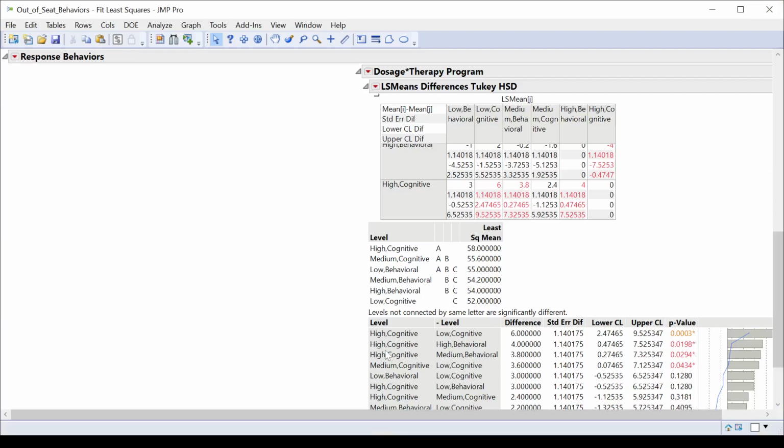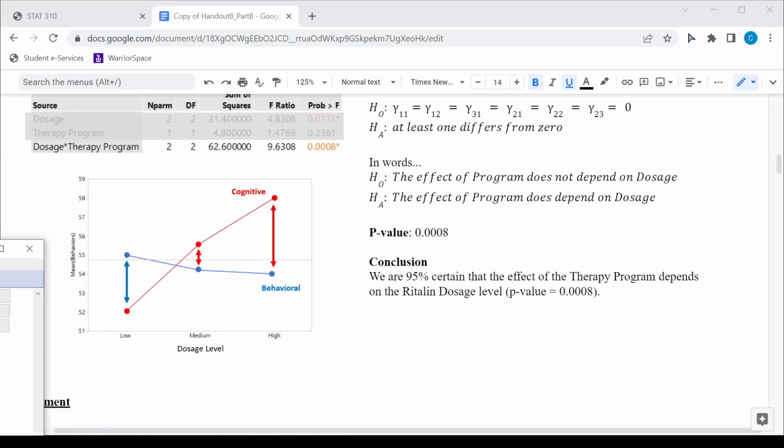Now let's talk about the next here. The next one down is going to be high cognitive against high behavioral. So let's go find those combinations. High cognitive is here. High behavioral is here. So I have a statistically significant difference here. So that arrow there is non-zero.